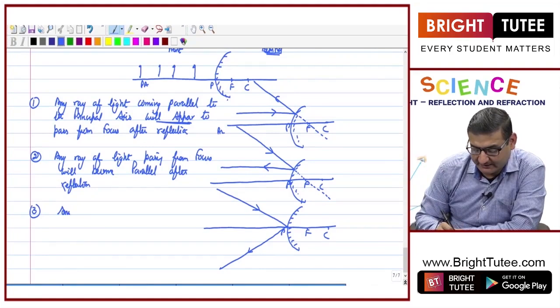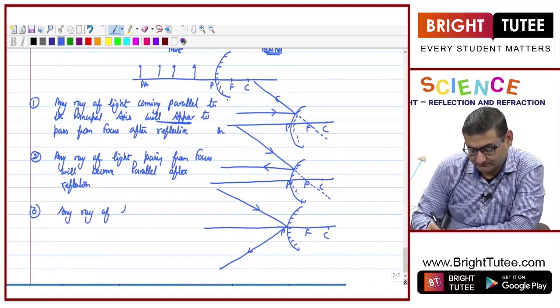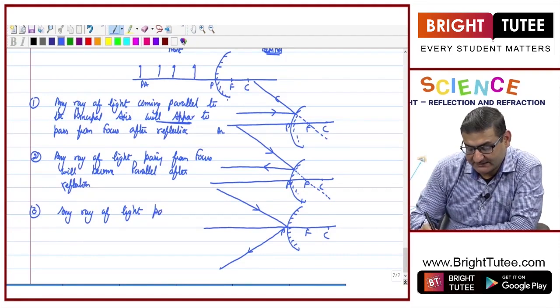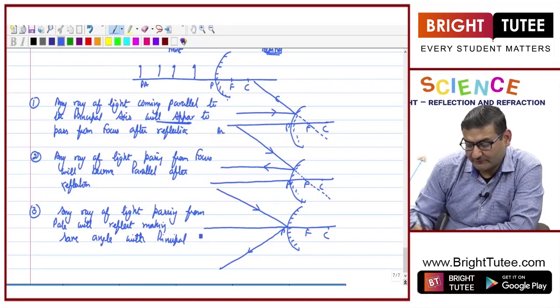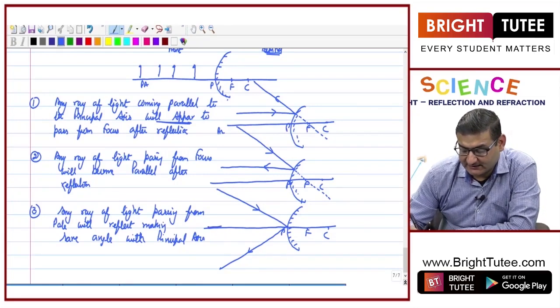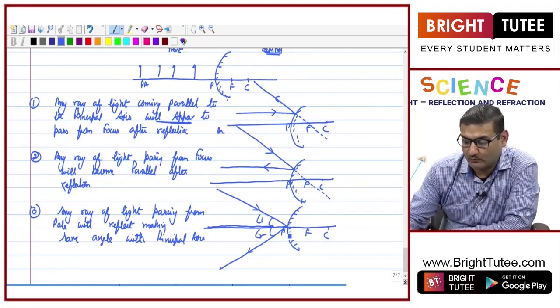All right. Any ray of light passing from pole will reflect, making the same angle with the principal axis. Why? This is as per the law of reflection, which says that this was a normal, this is the angle of incidence because it was an incident ray, and this is the angle of reflection, which should always be equal.